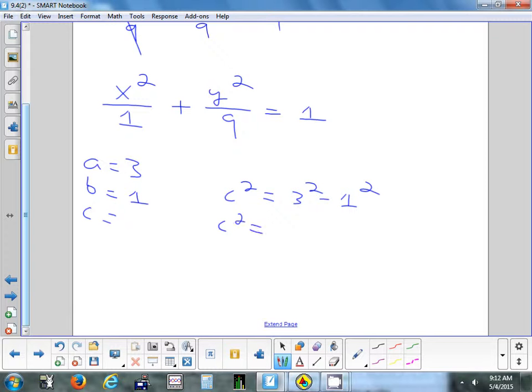So we're going to get 3 squared is 9, minus 1 is 8. So C is the square root of 8, which we can reduce, and the book usually will. What does the square root of 8 reduce to? Yep. 2 square root of 2. Good. 2 square roots of 2. So that's C.